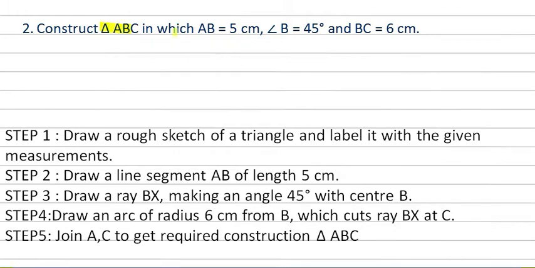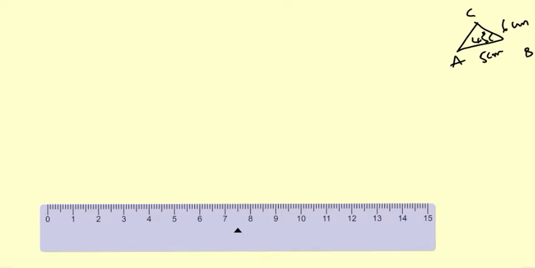Construct a triangle ABC in which AB is equal to 5 centimeter and angle B is equal to 45 degrees and BC is equal to 6 centimeter. Now what is our first step? We need to draw a rough sketch and label it with the given measurements. Write down ABC, and the length of AB is 5 centimeter, and here the given angle B is 45 degrees, and the length of BC is equal to 6 centimeter. Now let's go to the construction part. Next step is draw a line segment AB of length 5 centimeter.